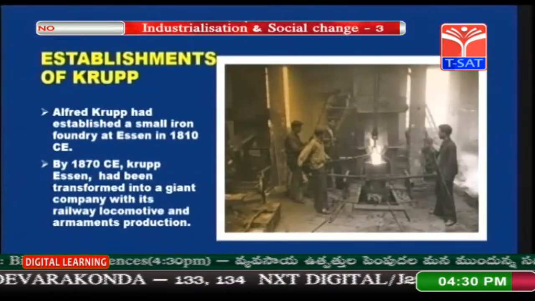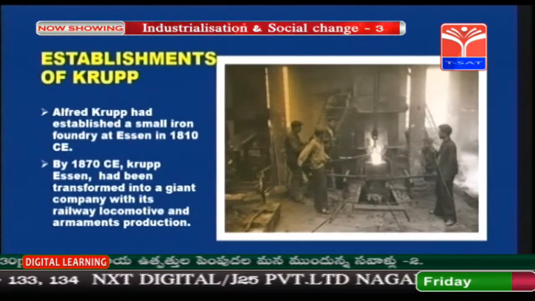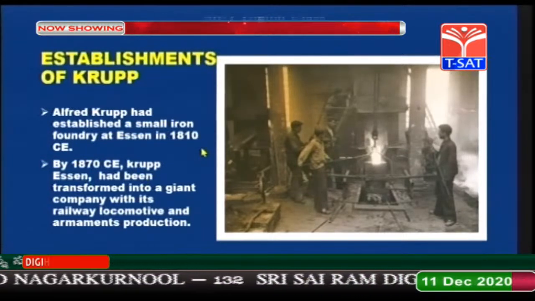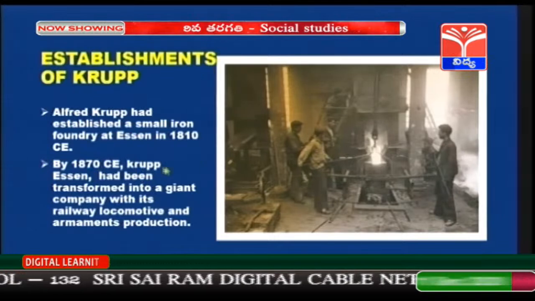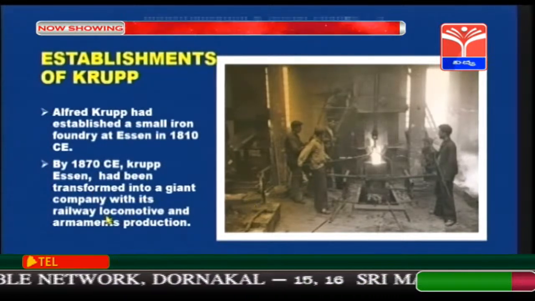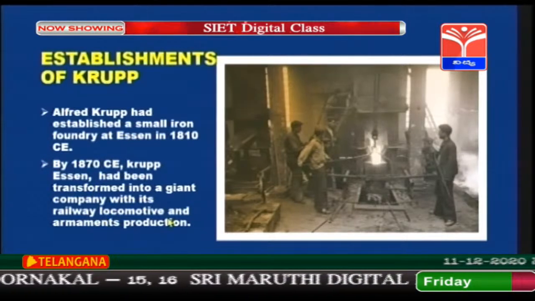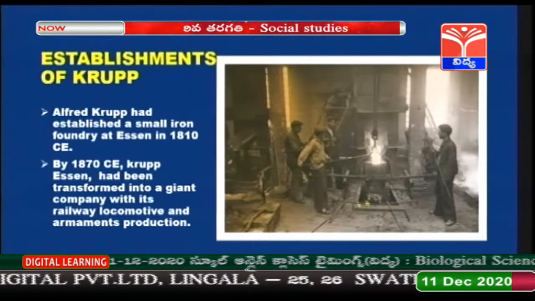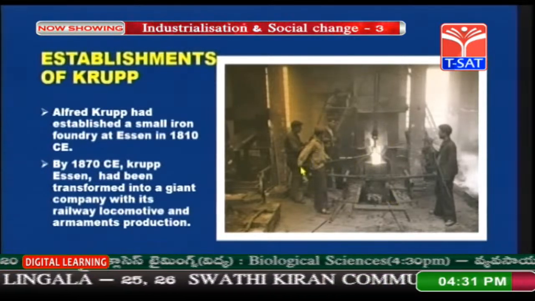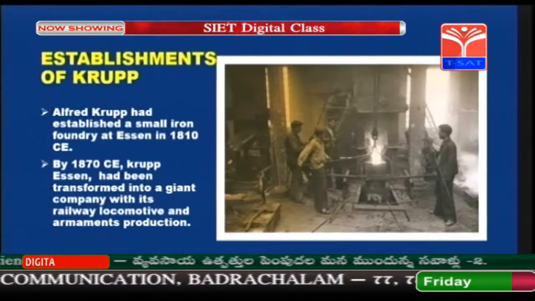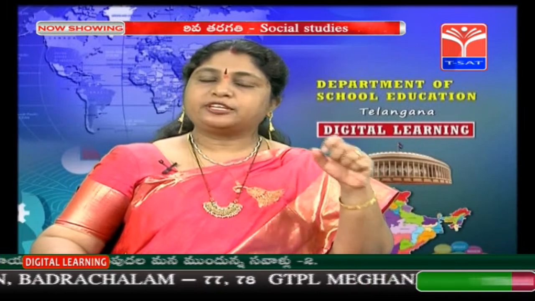Establishments of KRUPP. Alfred Krupp had established a small iron foundry at Essen in 1810 CE. By 1870 CE, Krupp Essen had been transformed into a giant company with its railway locomotive and armaments production. So look at the image here. This is a foundry made by KRUPP. Okay, what is a foundry? It is the place where machines are made.